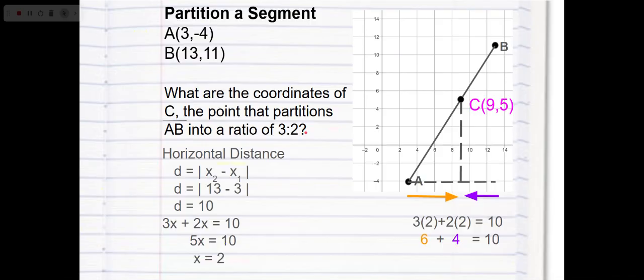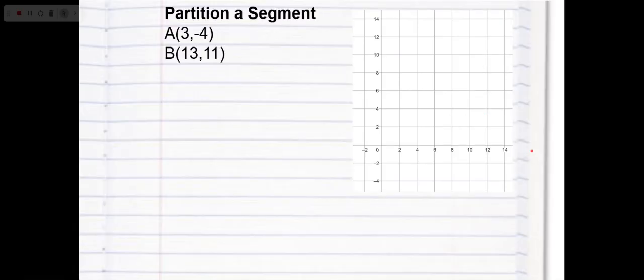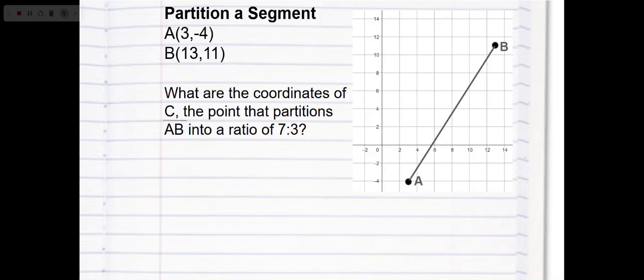Okay, let's go over another example so you can see how it works out with other numbers. I have the same situation, same points. I was being really creative with my slideshow skills. So A is at 3, negative 4, and B is at 13, 11. What are the coordinates of C, the point that partitions AB into a ratio of 7 to 3?